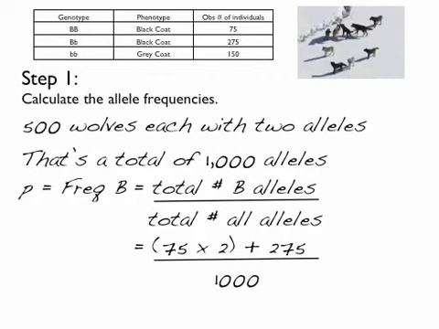The reason 75 is multiplied by 2 is because there are 75 homozygous dominant individuals, and each of those individuals carries 2 dominant alleles, but then we have 275 heterozygous individuals which only carry 1 of the dominant alleles. If we calculate that, we get a frequency of 0.425.